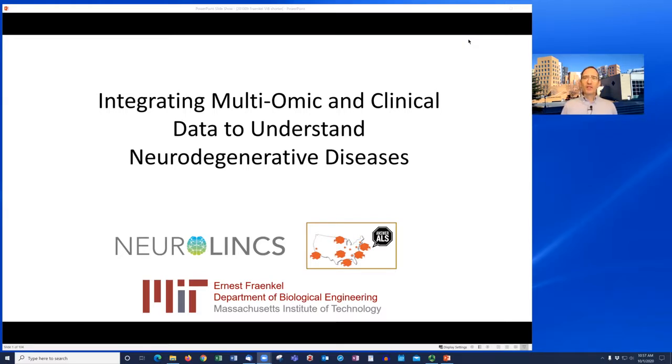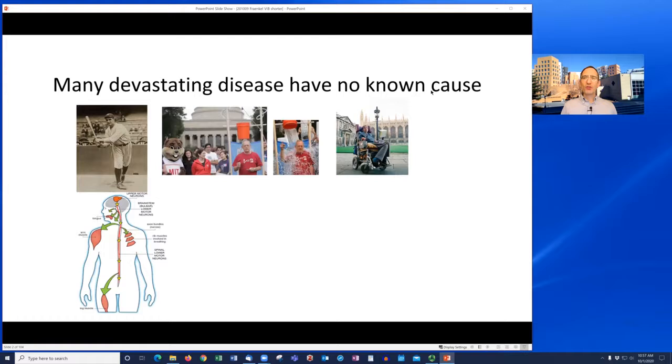What I'm going to tell you about are technologies that we think are important for the ability to integrate many different kinds of data, not just omic data, but also clinical data, to be able to understand diseases and develop new therapeutic strategies. And I'll speak largely in the context of neurodegenerative diseases, although the approaches are broader than that. And I want to sketch a spectrum of neurodegenerative diseases.